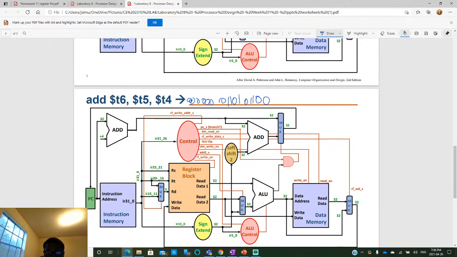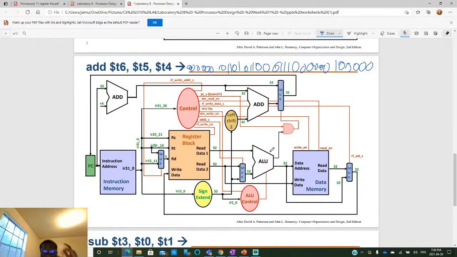Okay, so remember this is our S, so RS for our case is T5, and then this is T4, RT, and you have the destination register, and then you have shift, and remember the last 6 bits, which corresponds to the function code. Okay, so let's start from the leftmost part of the diagram, right?